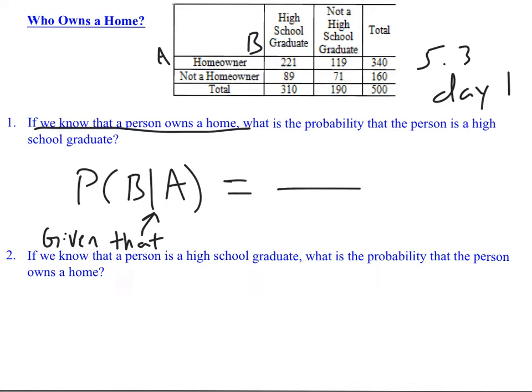Start down on the bottom because a condition always reduces the sample space of the problem. This is not about all 500 individuals in our set of data. It's only about the homeowners. Of those 340, how many were high school graduates? 221. Comes out to be 0.65.